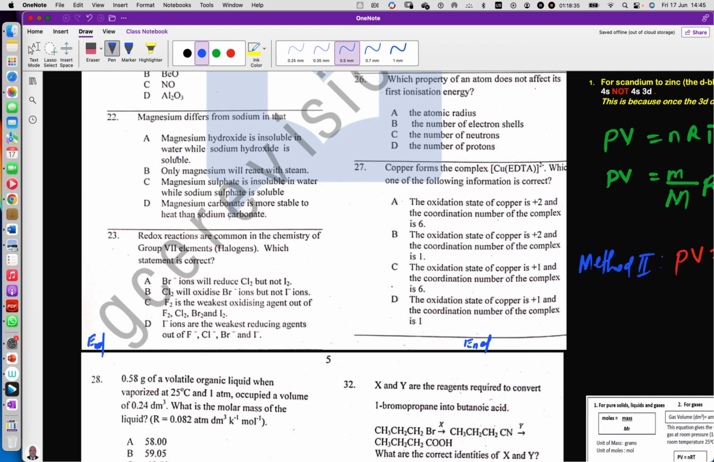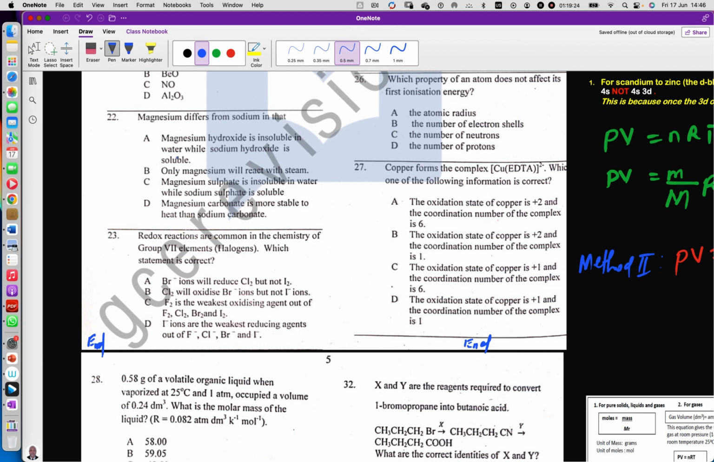B: Chlorine will oxidize bromide ions, but not iodide ions. Chlorine is higher in the group, so it will oxidize bromide ion. But how can you say not iodide ion? Bromine will oxidize iodine, so chlorine will oxidize bromide as well as iodide. So the statement is wrong.